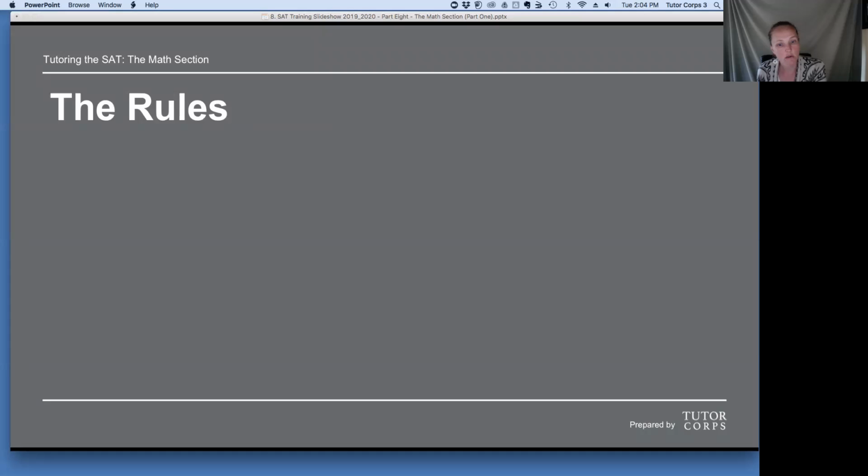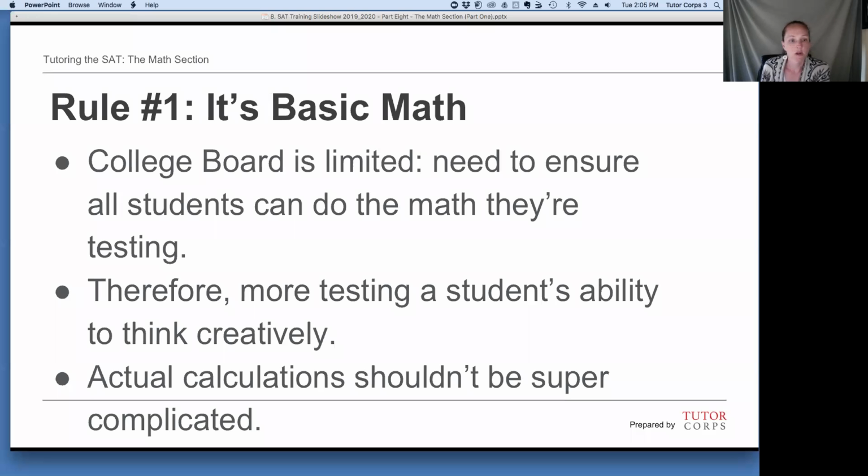So we're going to go over a total of 11 rules in this next part of the training. So the first rule to remember is that the actual math content is fairly basic. The College Board really has to work within certain limitations to make sure all students can access the material, so the actual calculations shouldn't be that complicated. If the calculations are super complicated, then the student's probably not doing the question correctly. So mainly the student needs to learn how to think creatively about approaching each problem in order to find the correct answer in a timely way.